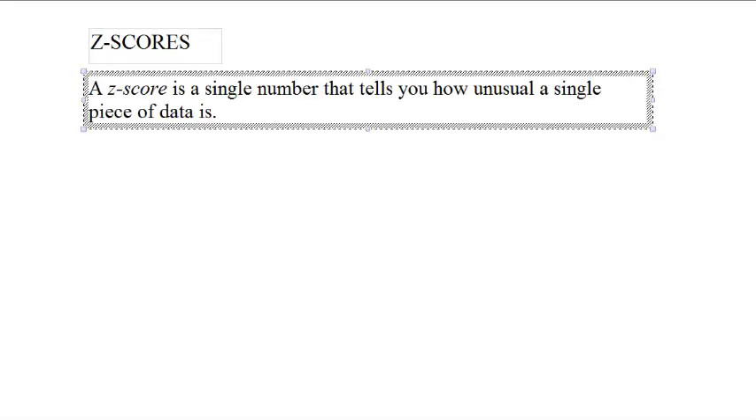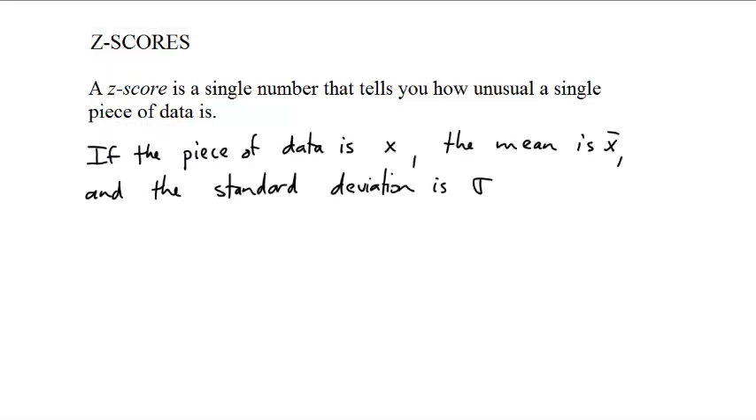Now we're ready to talk about z-scores. A z-score is a single number that tells you how unusual a piece of data is. If the piece of data is x, the mean is x bar, and the standard deviation is sigma, then the z-score is x minus x bar over sigma.